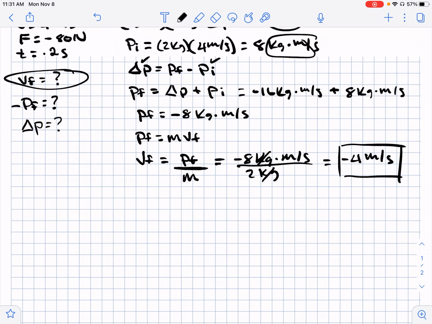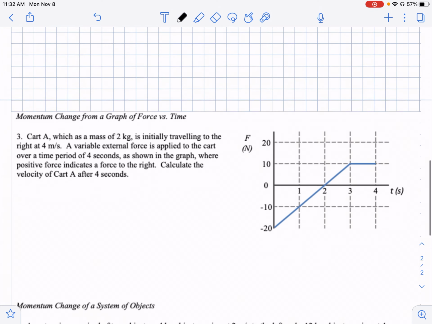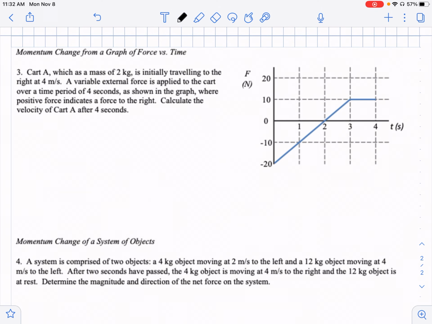Okay, so there's a couple examples when we have one object and we're trying to use our impulse momentum equation or solve for the final velocity of the object. Now we're going to look at momentum change from a graph and then the momentum change of a system of objects. So number 3 says there's cart A, its mass is 2 kilograms, it's traveling to the right 4 meters per second. There's an external force that is a variable external force. That means it changes, it's not a constant force. It's applied to the cart over 4 seconds. And then they give us a graph here, the force time graph, and we're asked to calculate the velocity of the cart after 4 seconds.